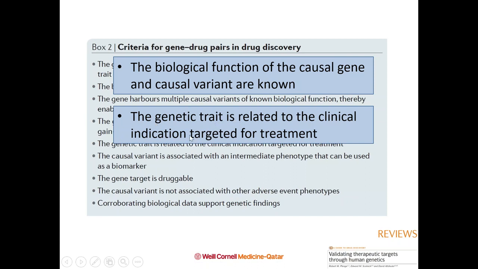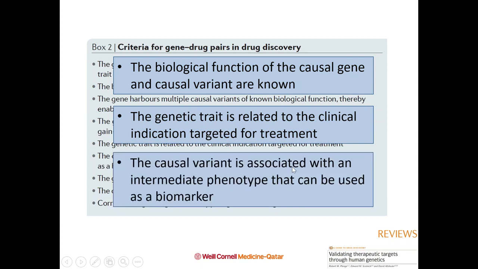Then the genetic trait is related to a clinically indicated target for treatment, so you know what enzyme you're looking for. And then the causal variant is associated with an intermediate phenotype. So that's really the key thing. The metabolomics is the intermediate phenotype that can be used as a biomarker.